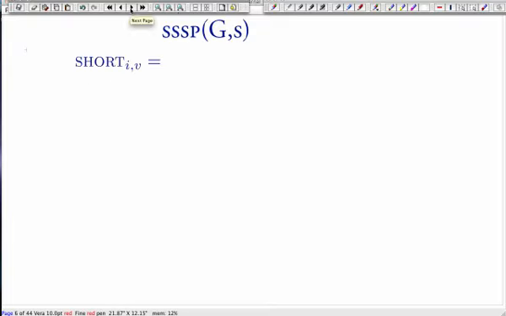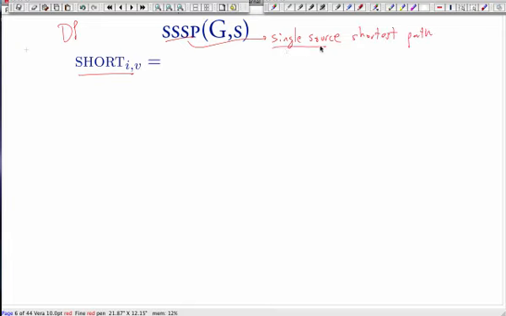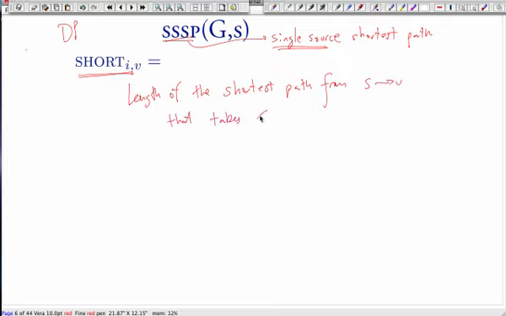But what we're going to talk about instead, we introduced this variable short IV. We're going to use dynamic programming in order to solve this, which is the single source shortest path. Obviously I call it single source. The next abstraction we're going to talk about in the second half of this course is when you have more than one source, in particular all pairs shortest path. But to solve the single source shortest path, we defined this dynamic programming variable short IV. This was the length of the shortest path from S to V that takes at most I hops.